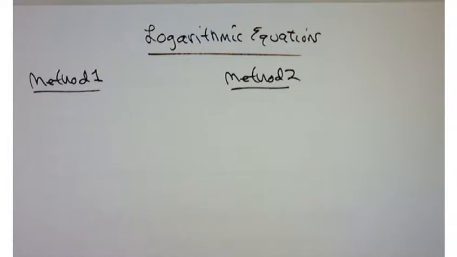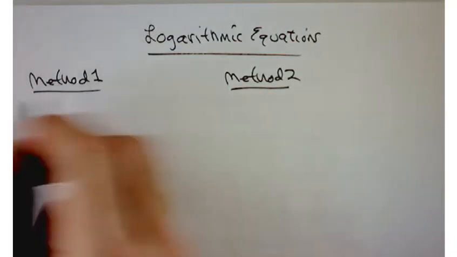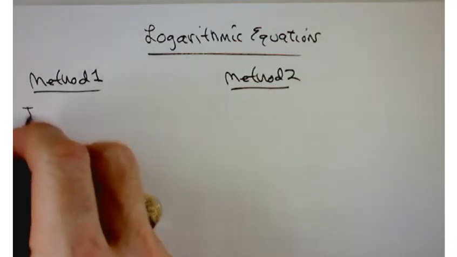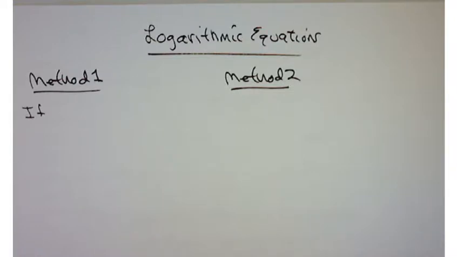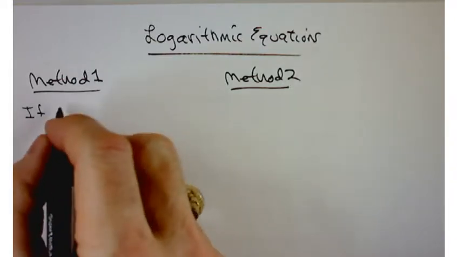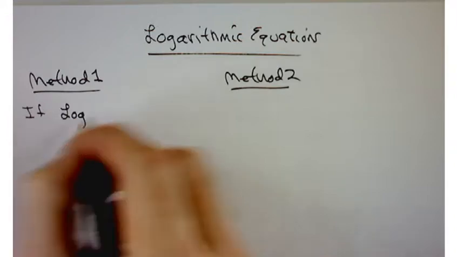So we're going to solve logarithmic equations here. And when you're solving logarithmic equations, there's going to be two different methods. I'll call them method 1 and method 2. I'm not going to ask you for these things by name, so we'll just leave it generically like that. But the first one is this.